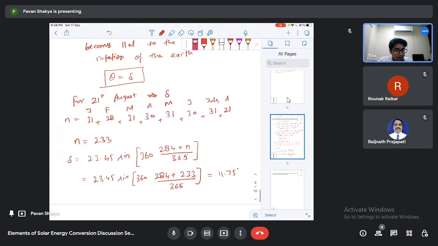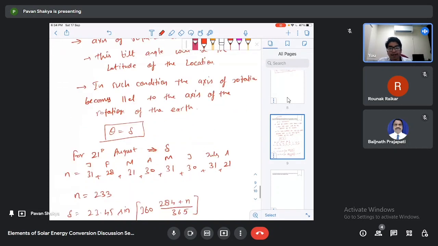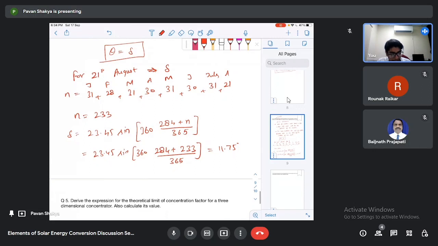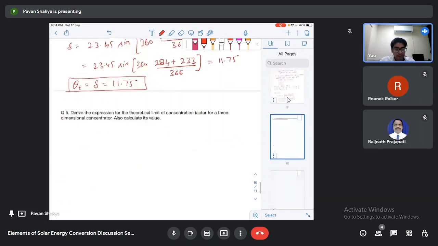So for mode 4 single axis tracking system, the angle of incidence becomes directly equal to the angle of declination. So this theta T will be equal to delta, and it will be equal to 11.75 degrees. So that's the answer. Okay. So now let's move to the next problem.